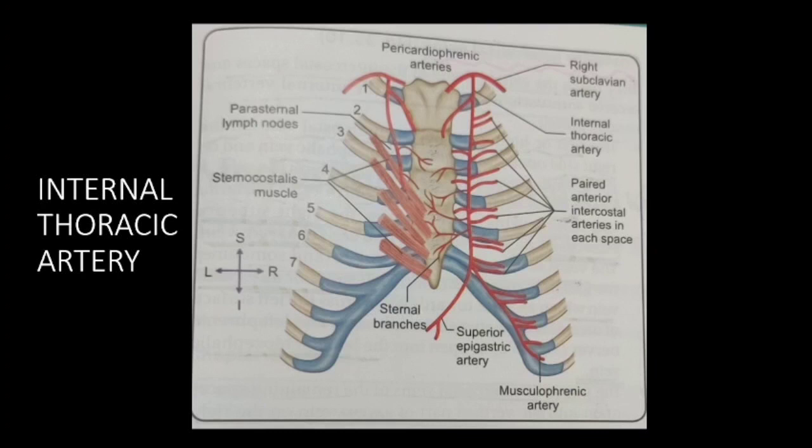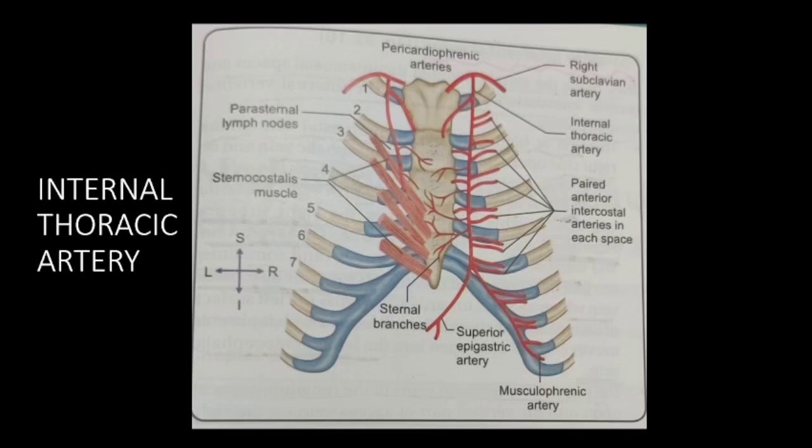Now what are the other branches? You can remember it as MPPS, not MBBS. It is MPPS. M stands for mediastinal branches. The mediastinal branches supply the structures in the mediastinum like thymus, pericardium, lymph nodes, like that. Then pericardiophrenic branches. These pericardiophrenic arteries accompany the phrenic nerve, and they supply the diaphragm. You can remember phrenic refers to the diaphragm. So it passes along with the phrenic nerve and supplies the diaphragm.